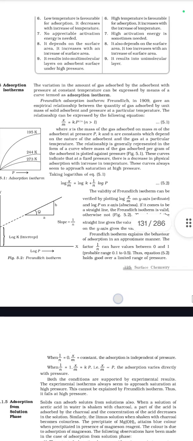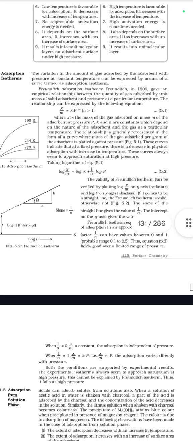Adsorption isotherm. The variation in the amount of gas adsorbed by an adsorbent with the pressure at a constant temperature can be expressed by means of a curve termed as adsorption isotherm.